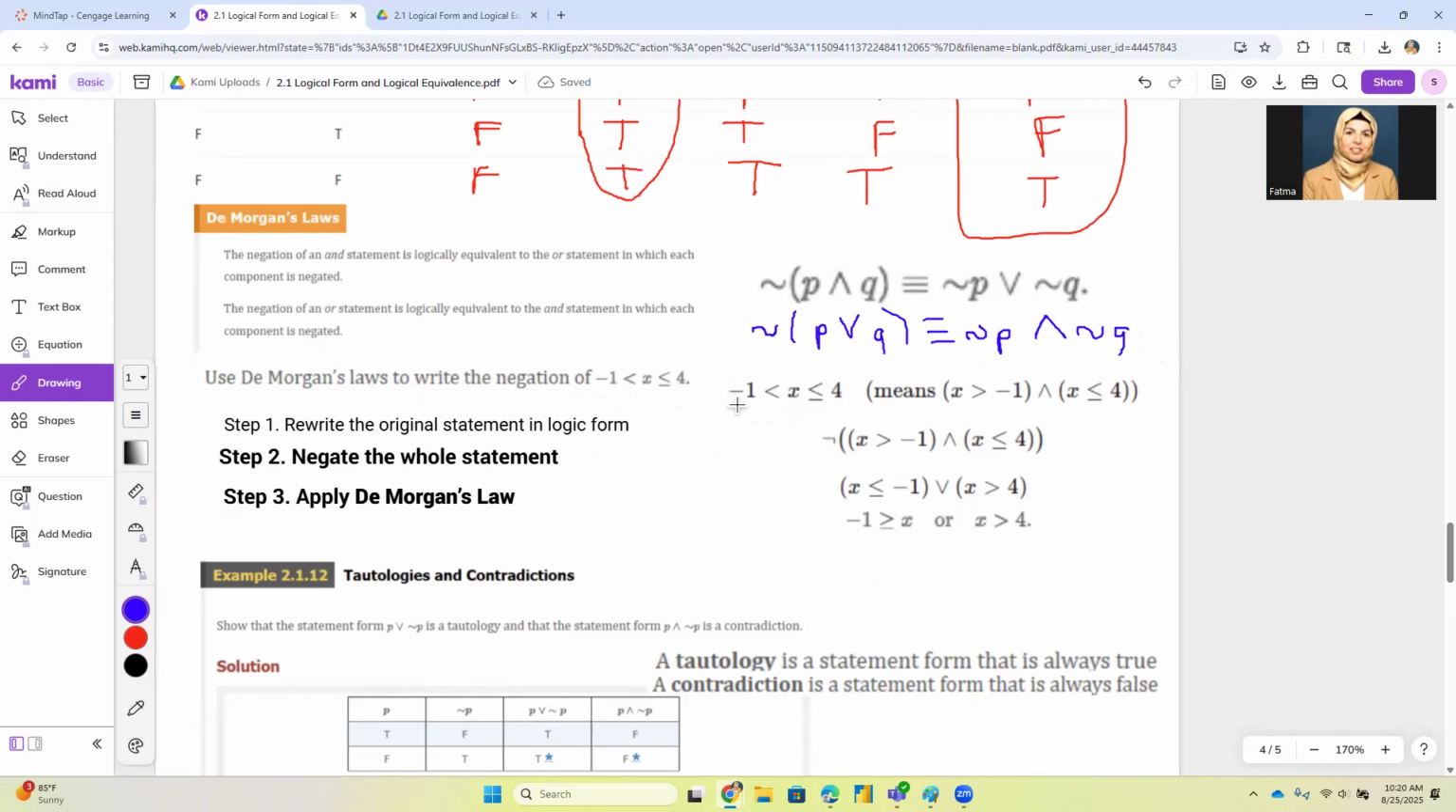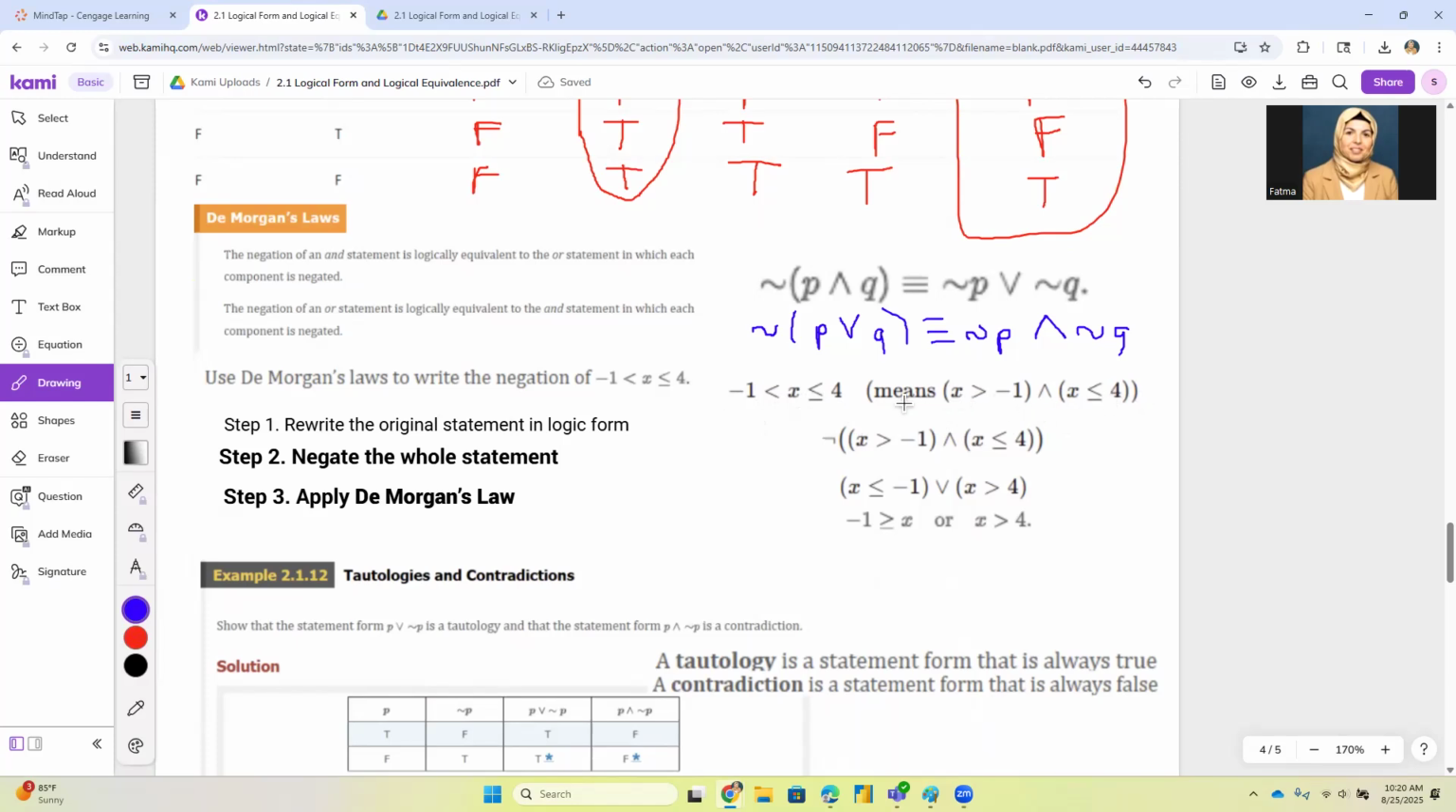We learned this a couple of minutes earlier in this lesson: this inequality, we can separate it as -1 is less than x and x is less than or equal to 4. So -1 is less than x is the same thing as x is greater than -1, and this is the symbol for and. x is less than or equal to 4, we just copy it here.